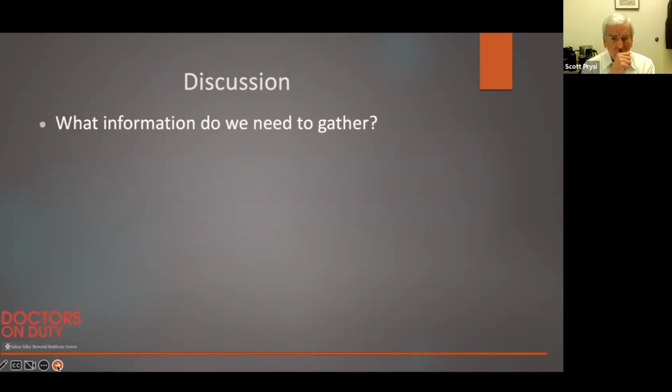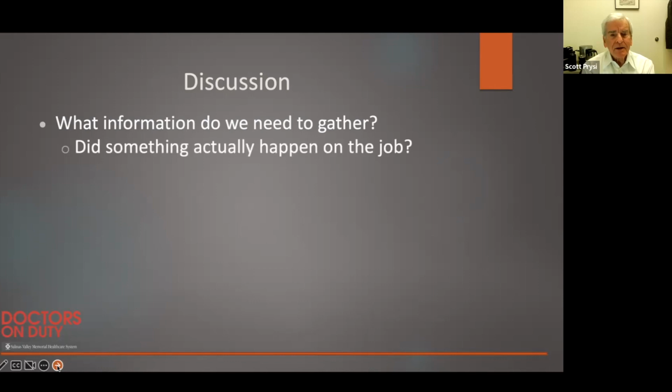Next slide. So what is it we need to gather at this point? If a patient comes in and you're looking at that, what do we need to know at this point? Next slide. So the first thing is, did something actually happen on the job? And the information's a little lean in the chart, but it seems that there wasn't anything specific that actually happened on the job.